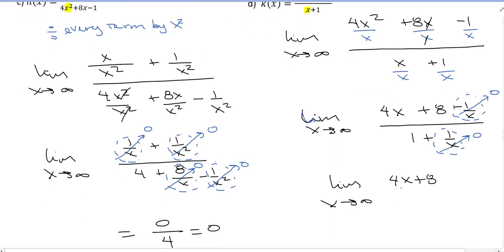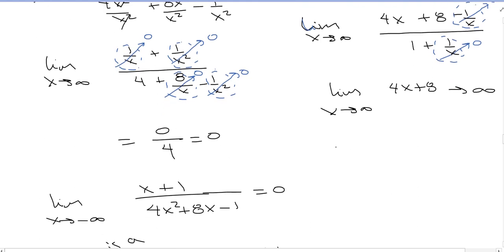But as x goes to infinity, what is 4 times infinity doing? This is going to infinity. So do we have a horizontal asymptote? No. Right? Does that change as x goes to negative infinity?